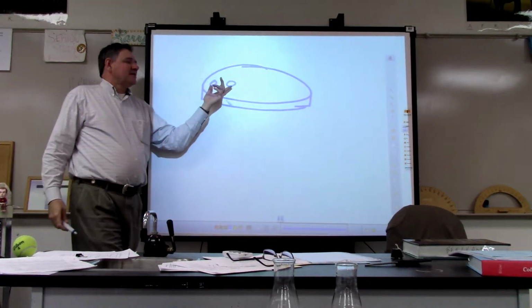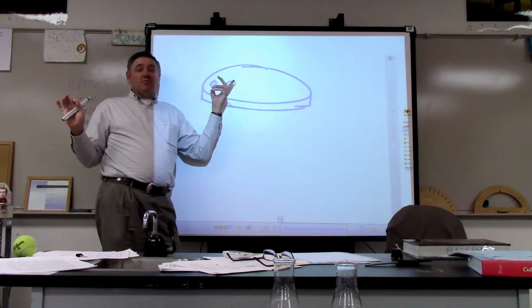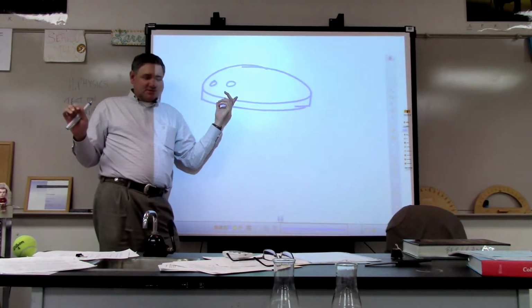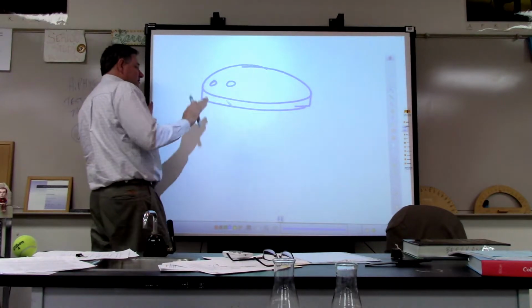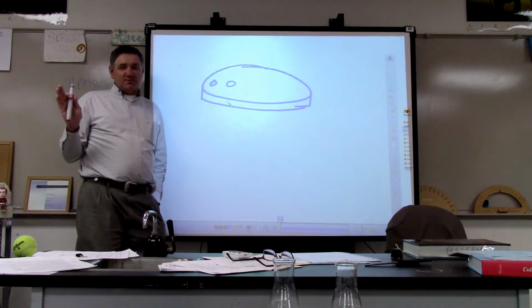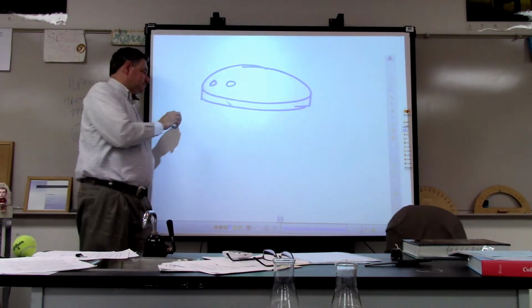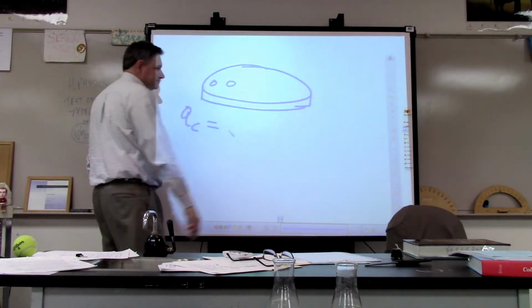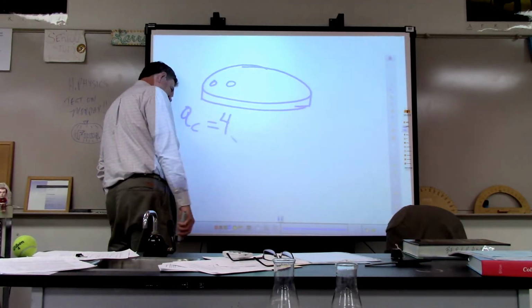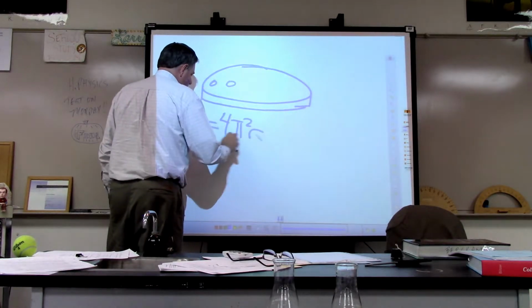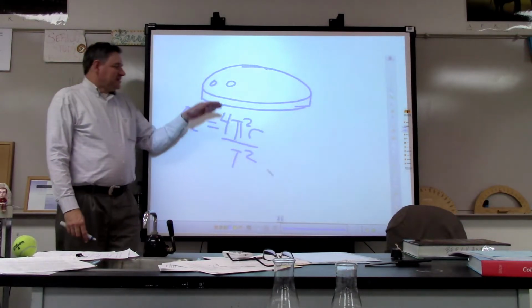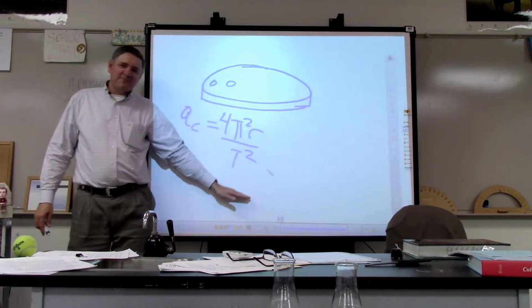Okay. So, does everybody see why these two coins have the same time of one revolution? Yes. Now, knowing a radius and a value for T, how can you find centripetal acceleration? 4 pi squared r over T squared. Okay. Thank you. Do they both have the same value of T?